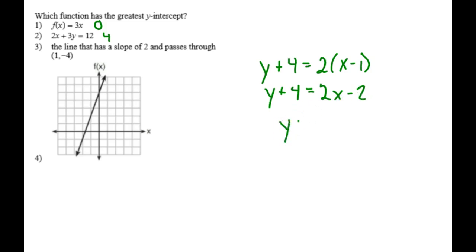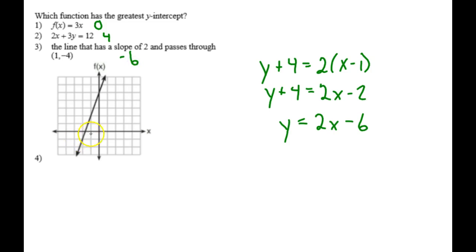For the third one, the line has a slope of 2 and passes through the point (1, -4). So we have to use point-slope form. y plus 4 is equal to our m value, which is 2, times x minus 1. Now if we go through and solve, we get y plus 4 equal to 2x minus 2. If we subtract 4 to the other side, we get y equals 2x minus 6. So we could see for 3, the y-intercept is negative 6.